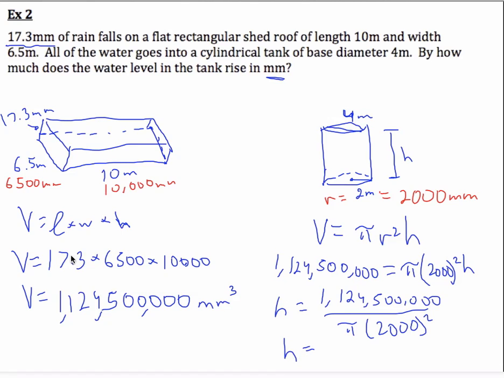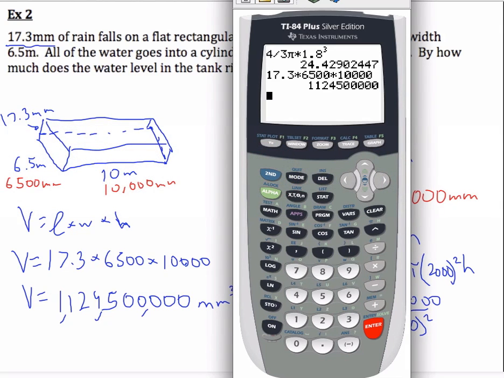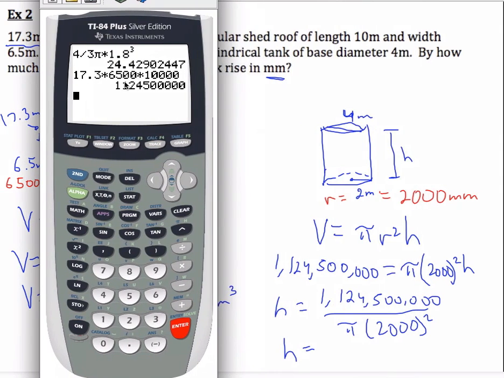Alright, so since the volume of this rectangular prism and the volume of this cylinder are equal, we can do that and solve for the height of the water in the cylinder. So I'm going to do that on my calculator. I've already got this number as the answer, so actually let me get the fraction here, and I can put in answer. That'll give me this number here. And the denominator, I just need pi times 2,000 squared.